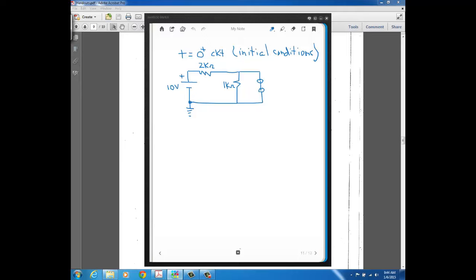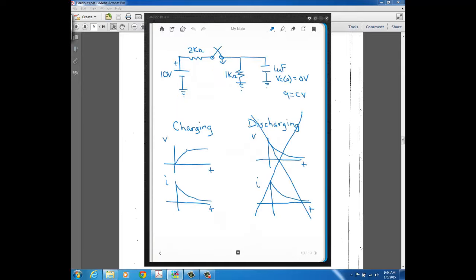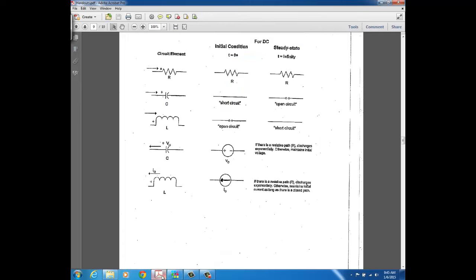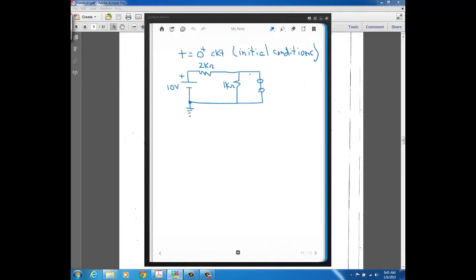So this circuit here is exactly what we had previously, except we put in the initial condition of an initially uncharged capacitor. Remember our handout that shows the various initial conditions and steady state conditions. Here's when you have an initially uncharged capacitor that at t equals 0 plus it acts like a short circuit. So I've redrawn the original circuit, everything the same except there's a short where the capacitor symbol was.